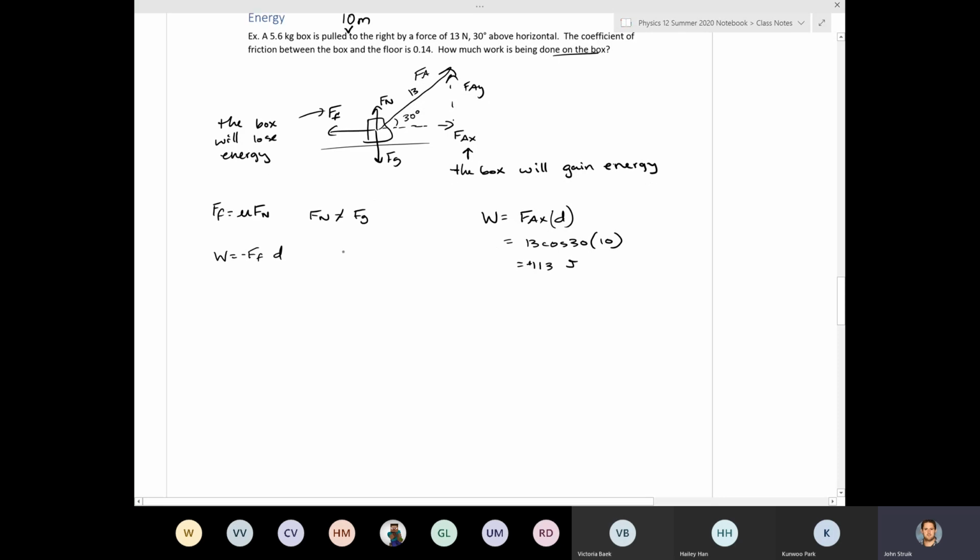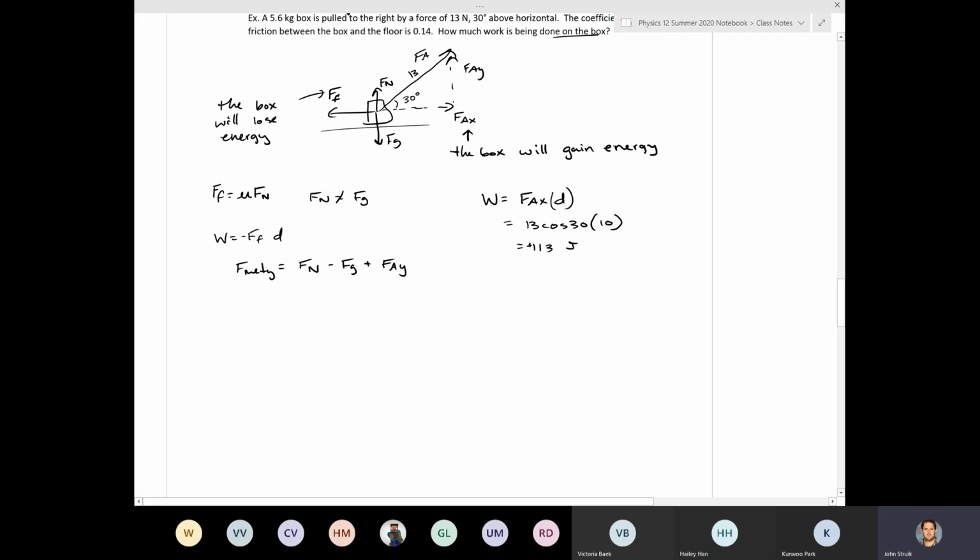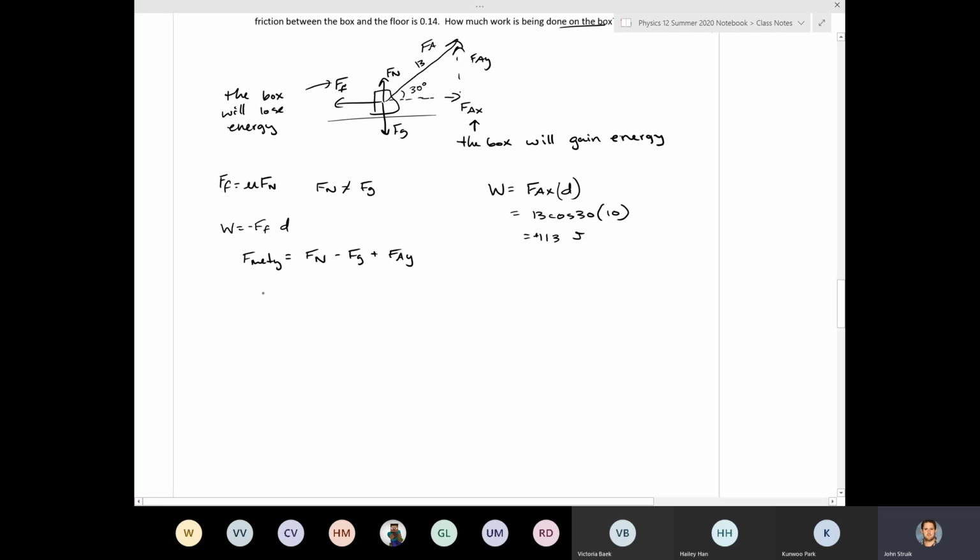Now, in order to find FF, I need to deal with my F net Y. So F net Y is equal to Fn minus Fg plus FAY. So the net force in the Y direction is all the forces added together that are in the Y direction. So Fn is going up, FAY is going up, Fg is going down. Now F net Y is 0.